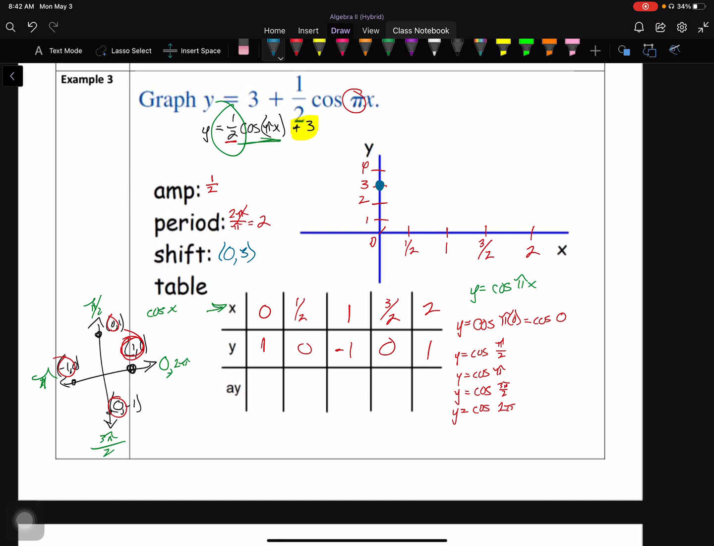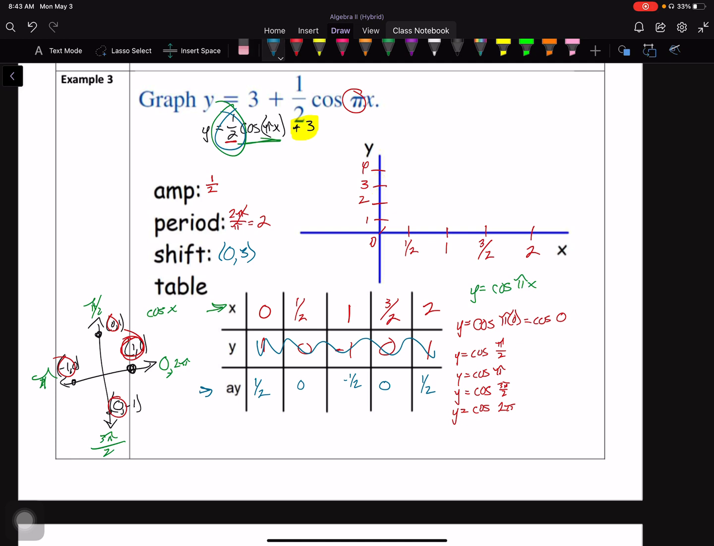Now, reminder, the a value here comes from out front again. So you're just going to take 1/2 times all of these. So 1/2, 0, -1/2, 0, 1/2. So you start there at your shift. I'll highlight my starting point there. Starting right here. And from there, we go at 1/2, or at 0. We got that. At 1/2, we go, no, what did I forget here?